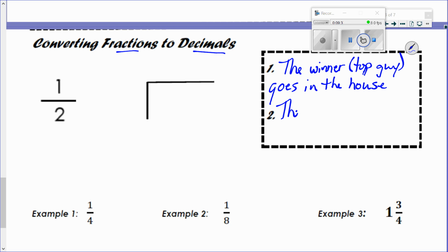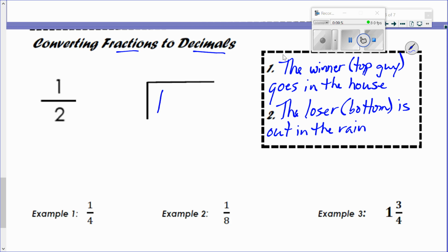The loser, bottom, is out in the rain. So, if it's 1/2, the top guy goes in the house. The loser stays out in the rain. When I do this, 2 will not go into 1. That doesn't mean I'm done. It means I add a decimal and a 0.